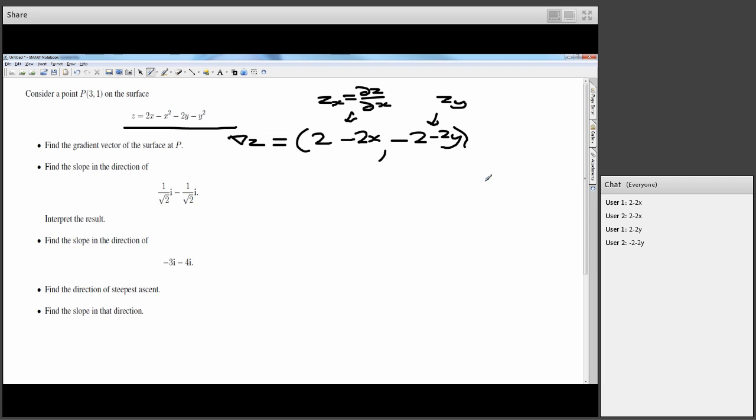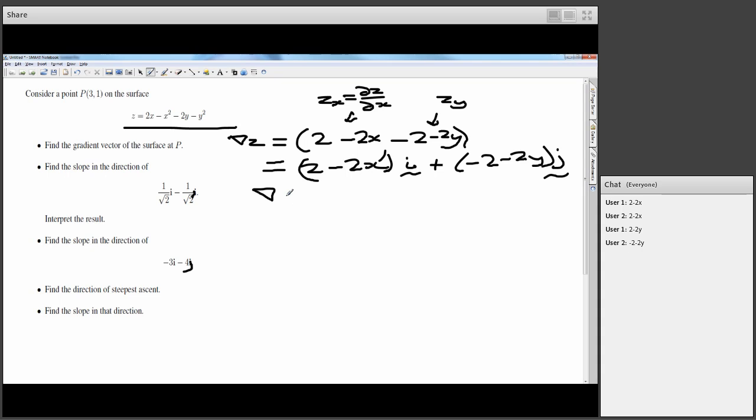So that's two components. I can write it down using tuple notation like I've got here. You can also write it down using the i, j notation. Just spotting a mistake I've done here. I can write it as 2 minus 2x i plus minus 2 minus 2y j. They are the same thing, so just pick whatever you find more convenient. I often find the first one easier to use, so that's what I'm going to do.